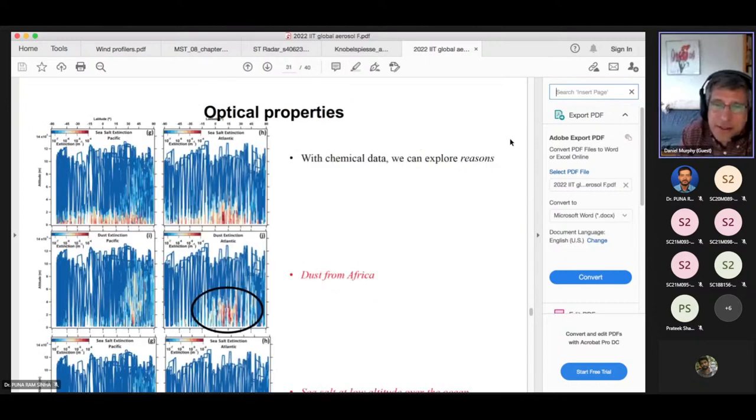But the really nice thing is when you don't just have the size distributions, but you have chemical data from instruments like the particle mass spectrometer, you can look at the reasons for the extinction. So you can calculate not only the total extinction, but also the extinction from each kind of particle. The middle panel is the extinction from dust. And you can see that over the Atlantic, just north of the tropics, there's a lot of extinction from dust.